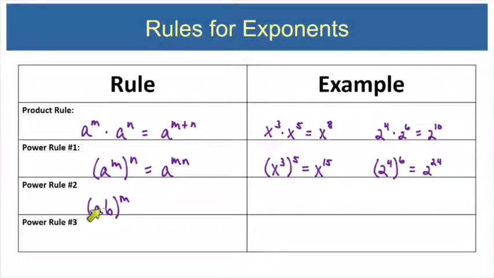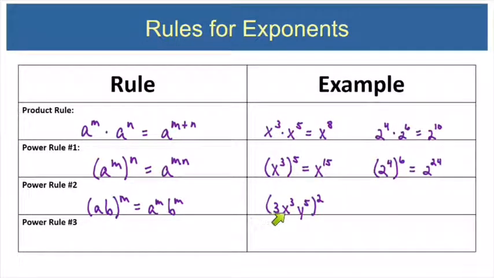Power rule number 2 says, if you have factors all multiplied together and all being raised to the same power, you can apply that power to each factor inside the parentheses. So AB raised to the m power can be written out as A to the m times B to the m. See, each factor can have its own copy of the exponent. And here's an example of that type of problem.